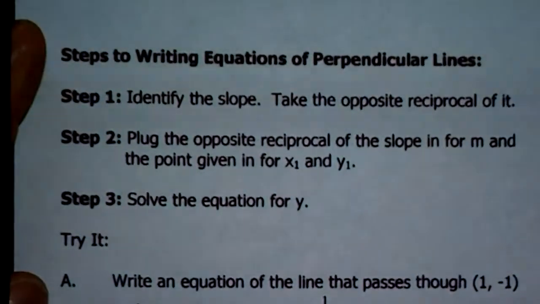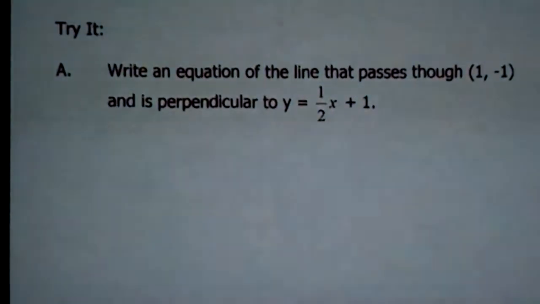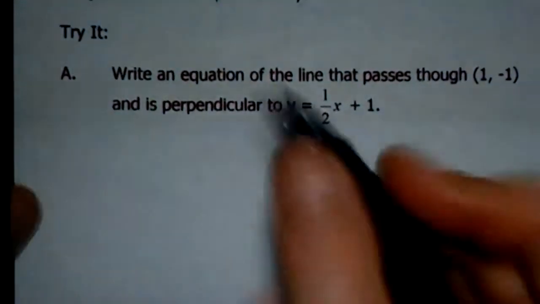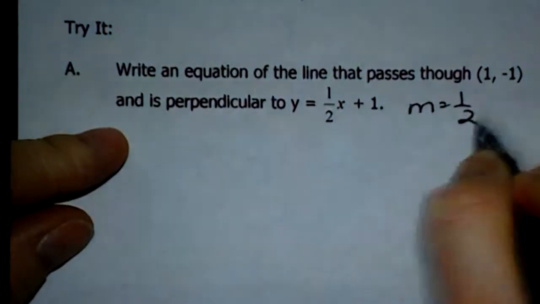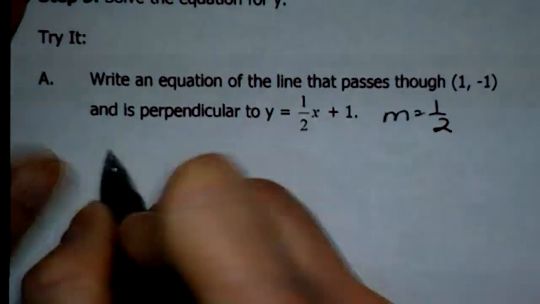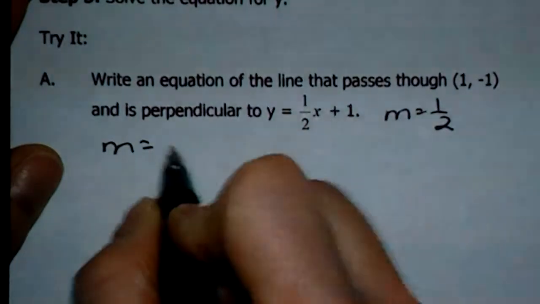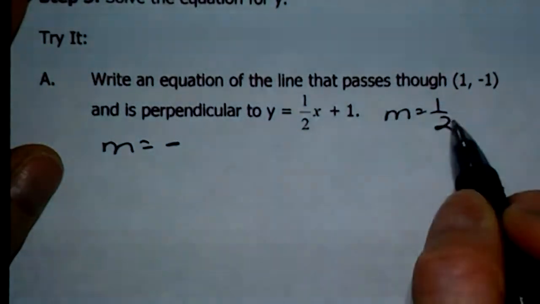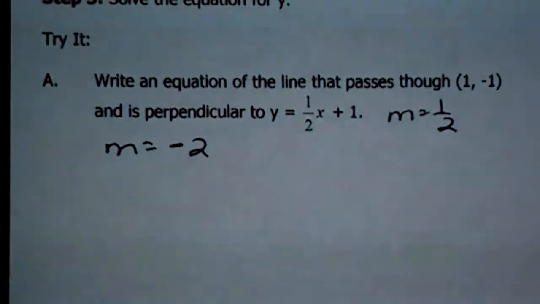Alright, so step 1, here we go. I want to write an equation for the line that passes through (1, -1), and is perpendicular to y equals 1/2 x plus 1. So in this equation, the slope is 1/2, the slope that's given. The slope I need to use is going to be the opposite reciprocal of that. So opposite sign would mean it's negative, because that one's positive. And the reciprocal of 1/2 is 2/1, or just plain old 2.